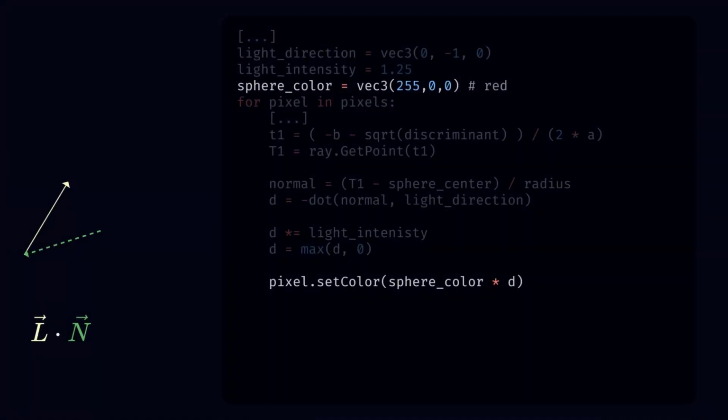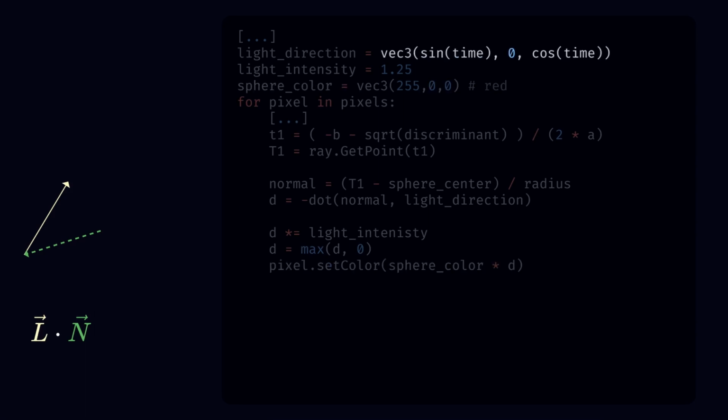If you want to have even more fun, you can set the light's direction to something like sine of time, 0, cosine of time. If you made this in real time, then using the time variables will make your scene more entertaining.